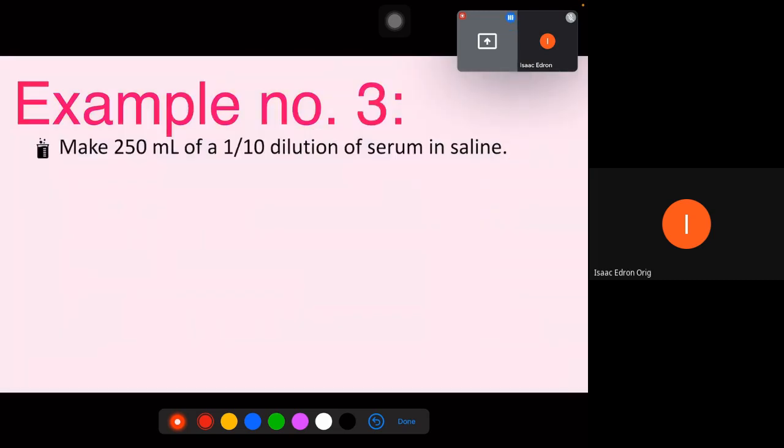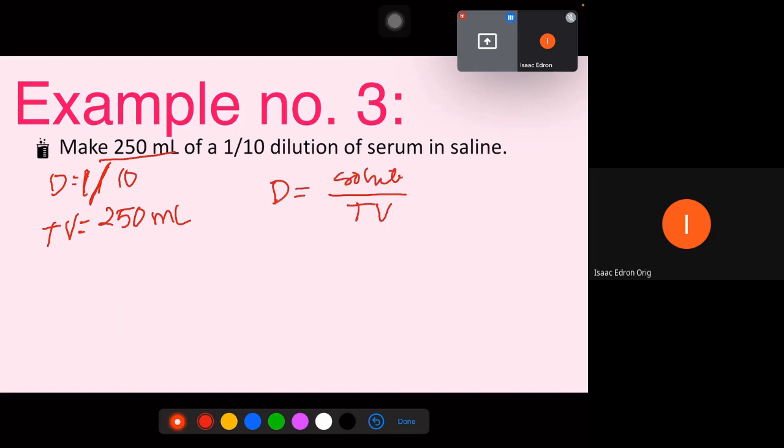Sige, ito. Make 250 ml of a 1/10 dilution of serum in saline. So ang binigay sa atin is dilution, which is 1/10 dilution. Tapos total volume, ang gusto natin is 250 ml ang solution natin, di ba? So since binigyan na tayo ng dilution and total volume, then ang formula ng dilution is D equals solute over total volume. Then pwede natin siya i-substitute para makukuha natin ang solute. Okay, gets nyo guys, di ba?